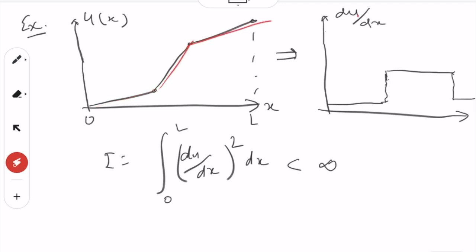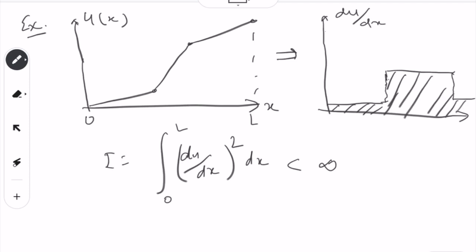So, du over dx is constant, like flat curves here, and hence if you integrate, this will tell you the area under this curve, which is finite, right. And hence this is less than infinity. That really means u(x) is H1. So, u(x) belongs to the set H1, right. So, this is an example of H1.